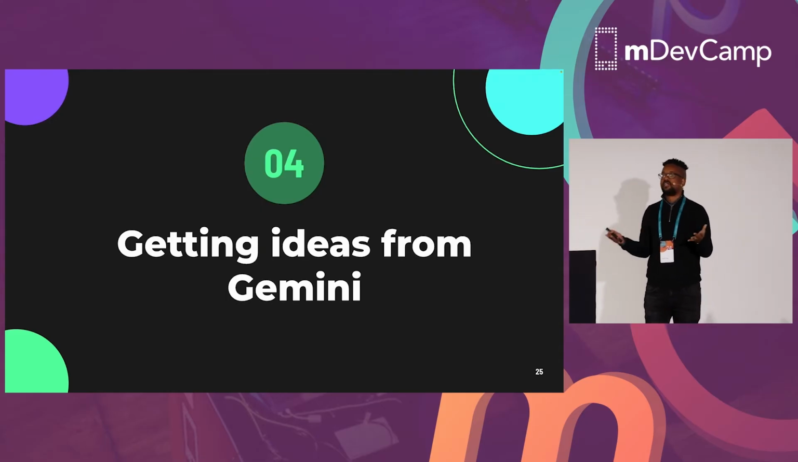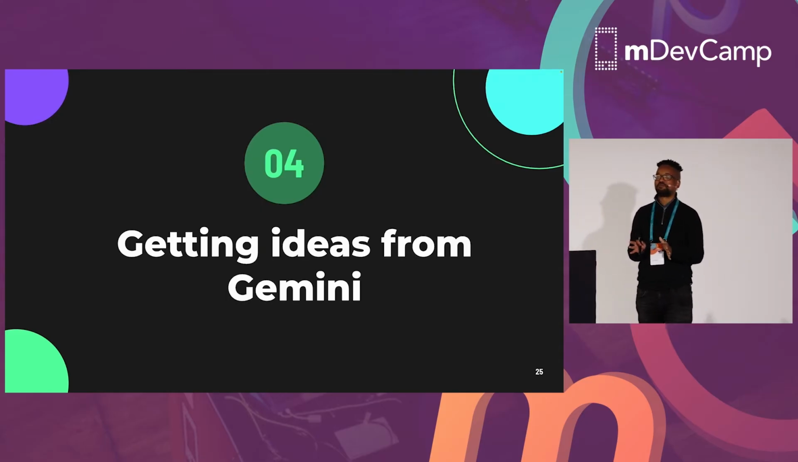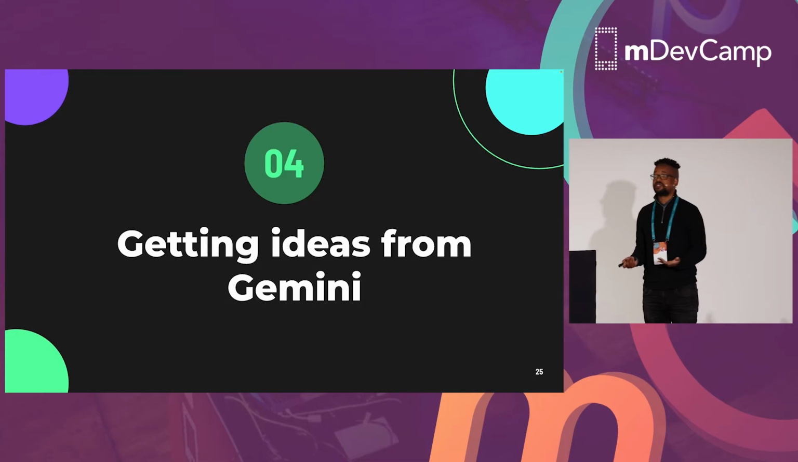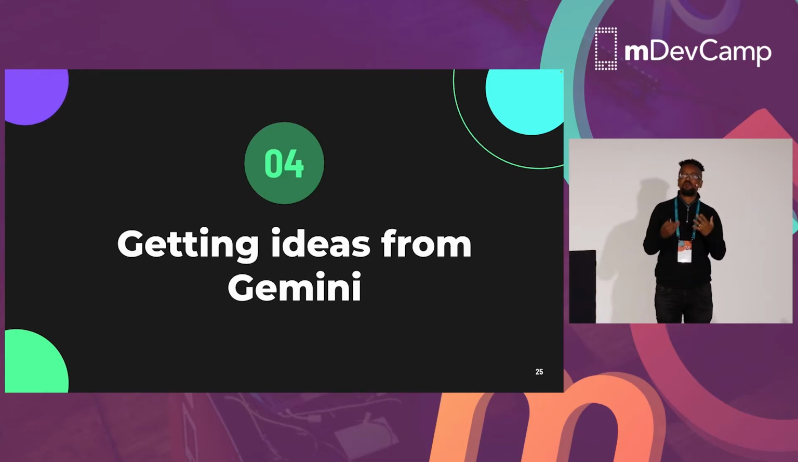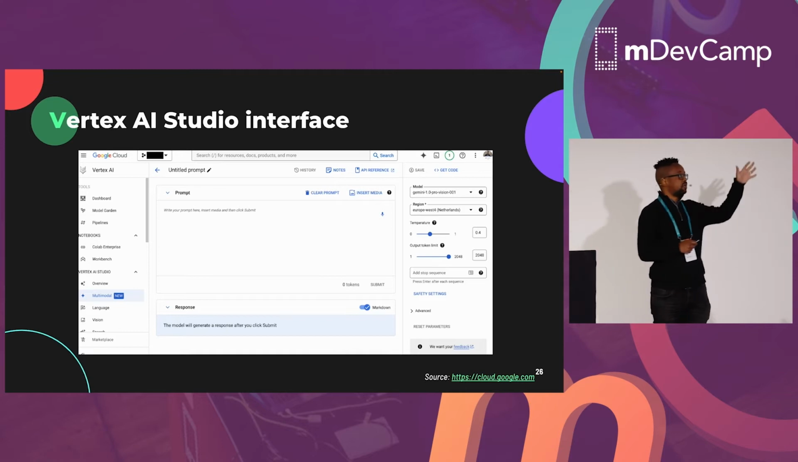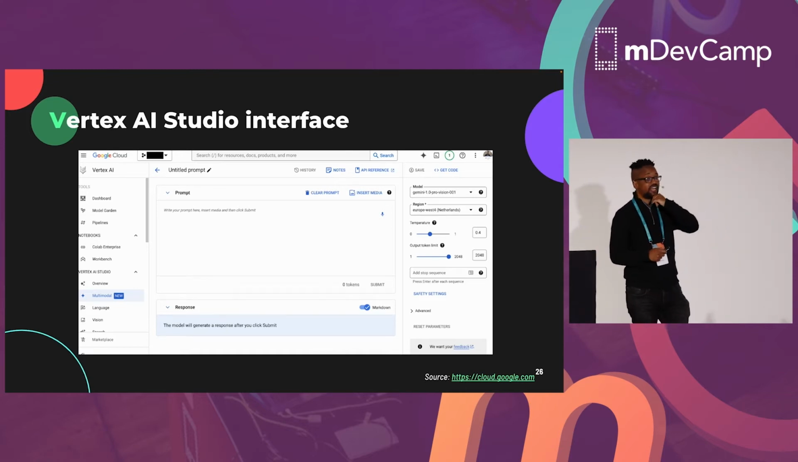Then the idea now was, okay, now I've set up Vertex AI. Google, or Gemini rather, can you give me some ideas? I've got this open source app that does this. Please, can you give me some information? And so this is what the UI actually looks like on Vertex AI Studio.